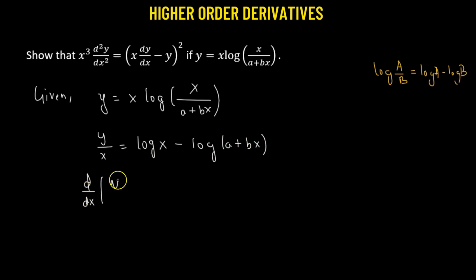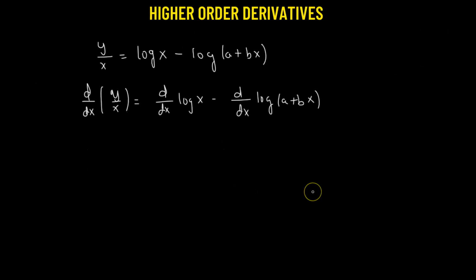So we have derivative with respect to x of y over x equals derivative with respect to x of log of x minus derivative with respect to x of log of a plus bx. Now to find the derivative of y over x, we will have to use the quotient rule. So we'll start with the denominator, so x, and we'll square it. Then in the numerator, again we'll start with the denominator, which is x, and multiply it by the derivative of the numerator, which is y. Minus, we have already taken the derivative of y, so we'll keep y aside and multiply it by the derivative of the denominator, which is x.